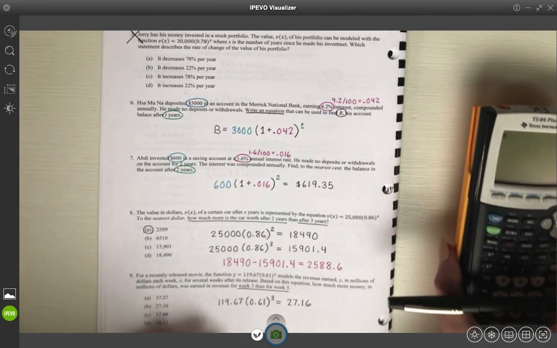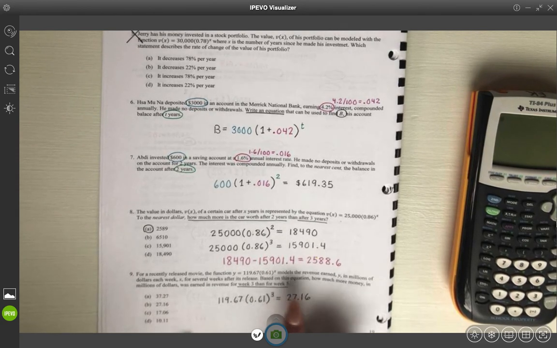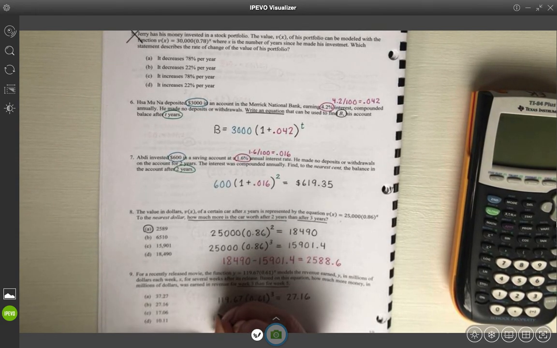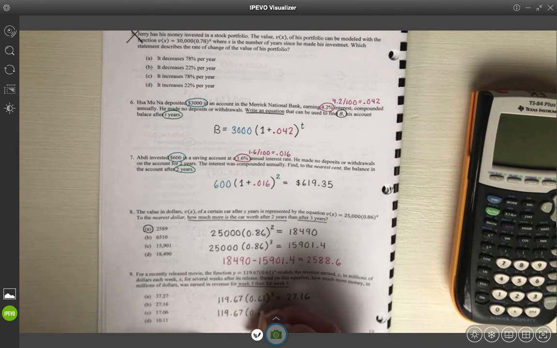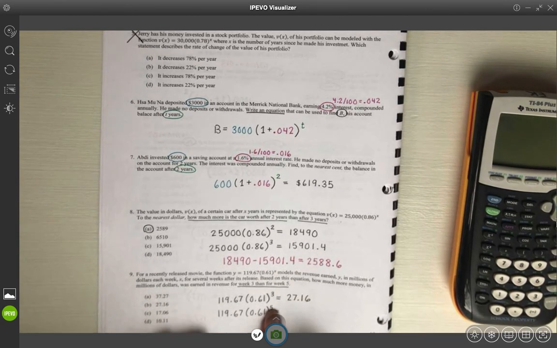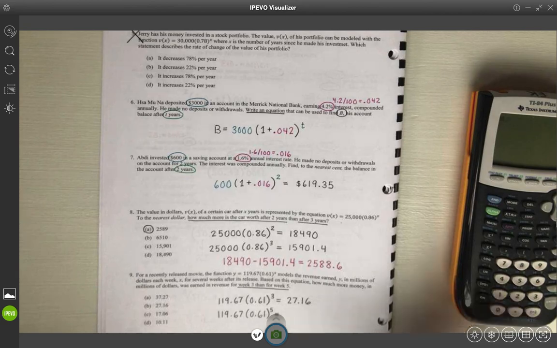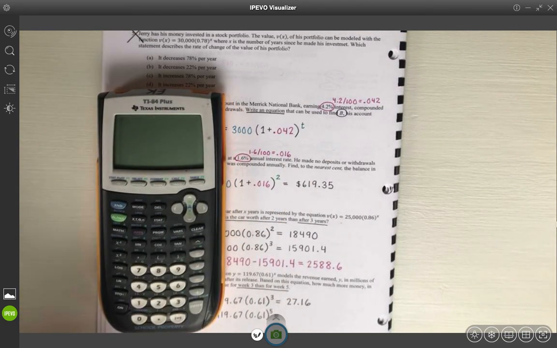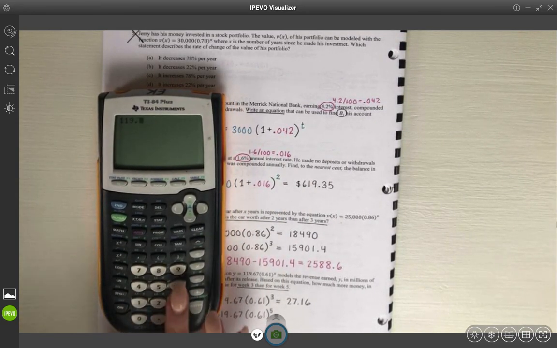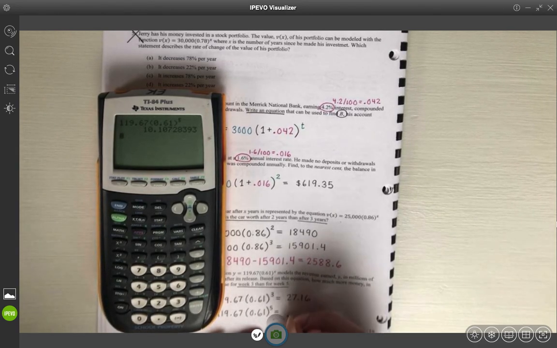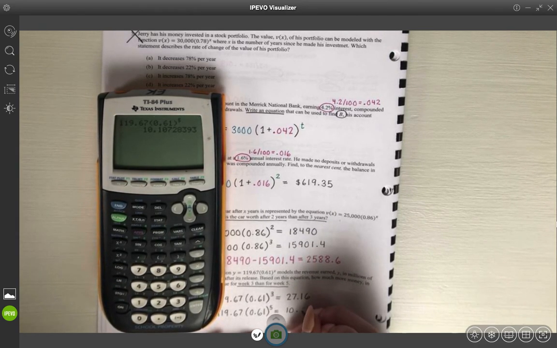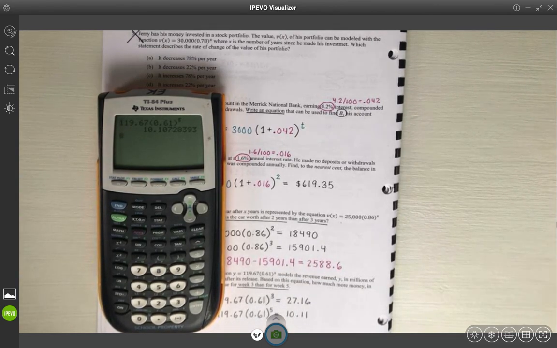Okay, now we need to see how much revenue was made after week 5. So same equation, 119.67 times 0.61, but this time we're going to sub in 5 for the number of weeks. Let's see what we get now. 10.11 if we're rounding.